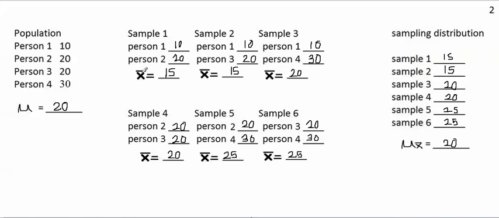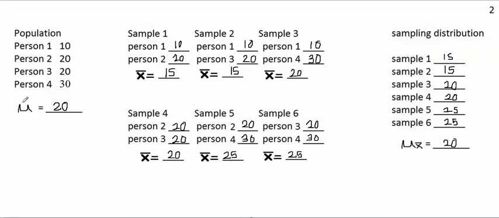The symbol for sample mean is x bar, so we're calculating 6 different x bars. After we calculate the 6 sample means, we list them out in this column that says sampling distribution. After we list them out, we calculate the mean of the sampling distribution. We can calculate it by adding the 6 sample means and dividing the total by 6. If you add these 6 numbers and divide the total by 6, you get 20. So the mean of the sampling distribution, or mu x bar, is 20.